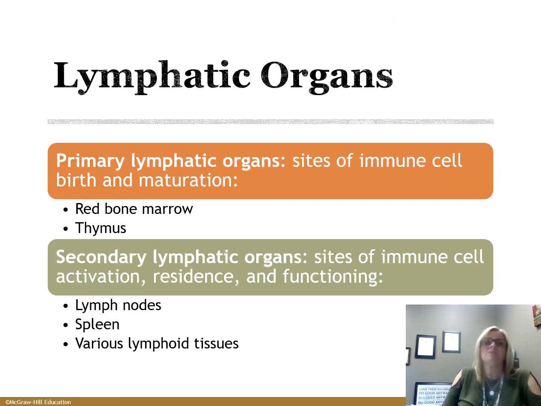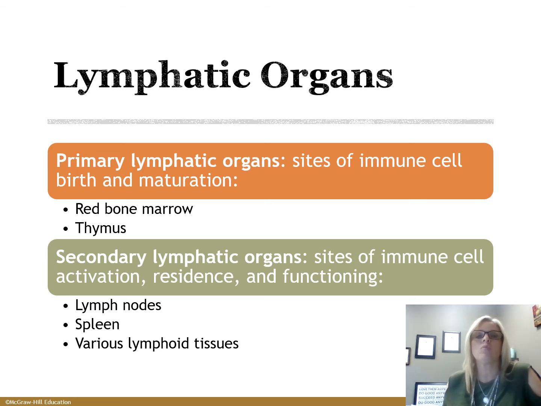So we have some different lymphatic organs. We have the primary organs and the secondary. Where immune cells are birthed and where they mature are the primary lymphatic organs. Where they are activated and function are the secondary lymphatic organs.